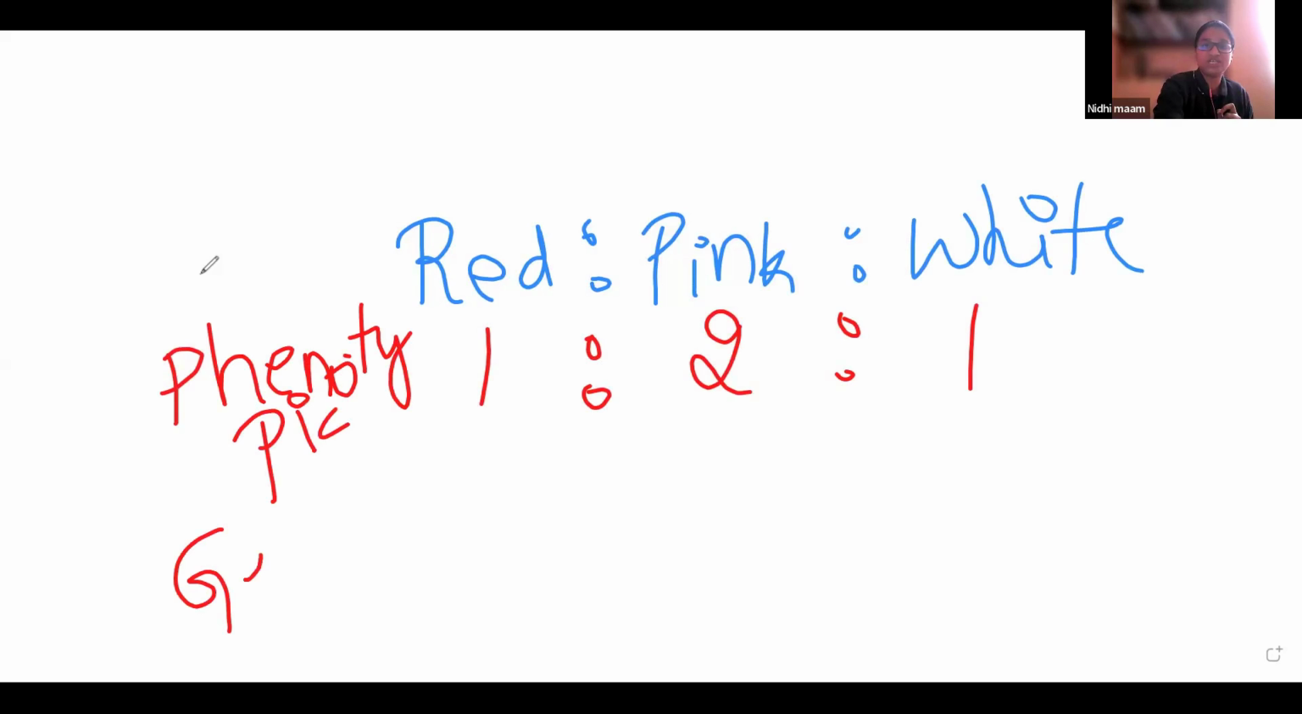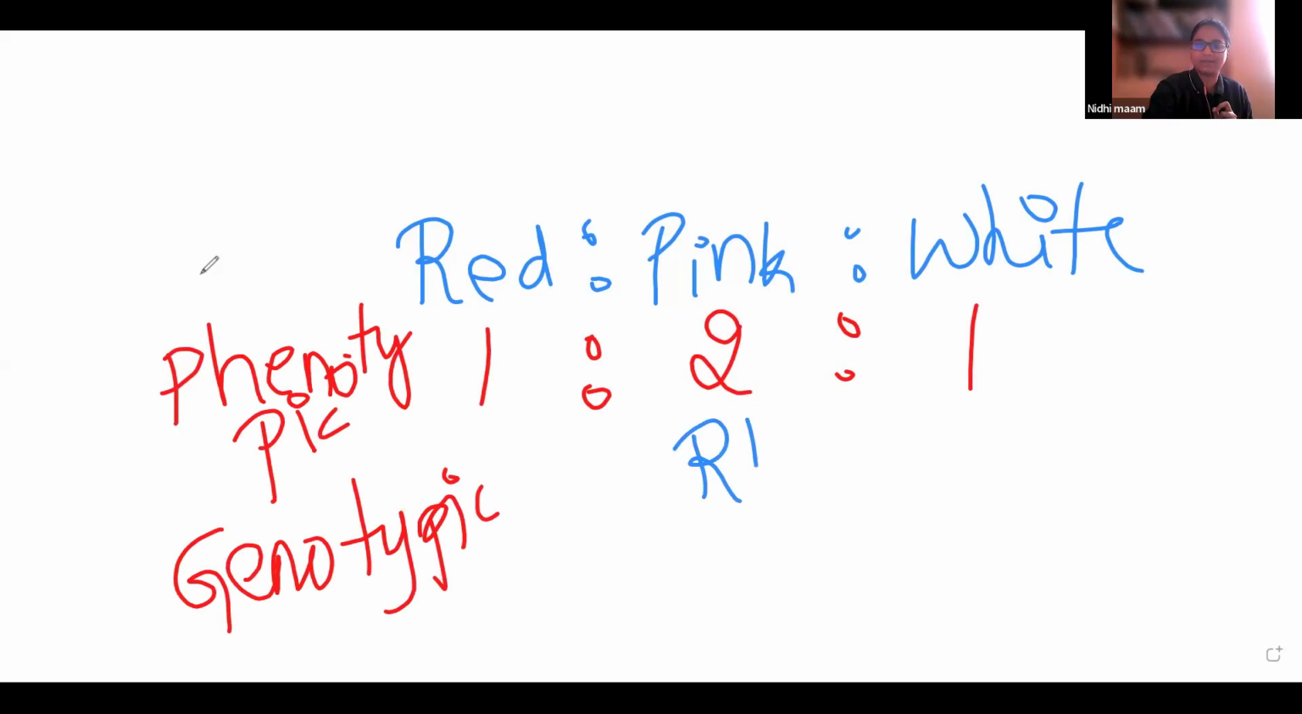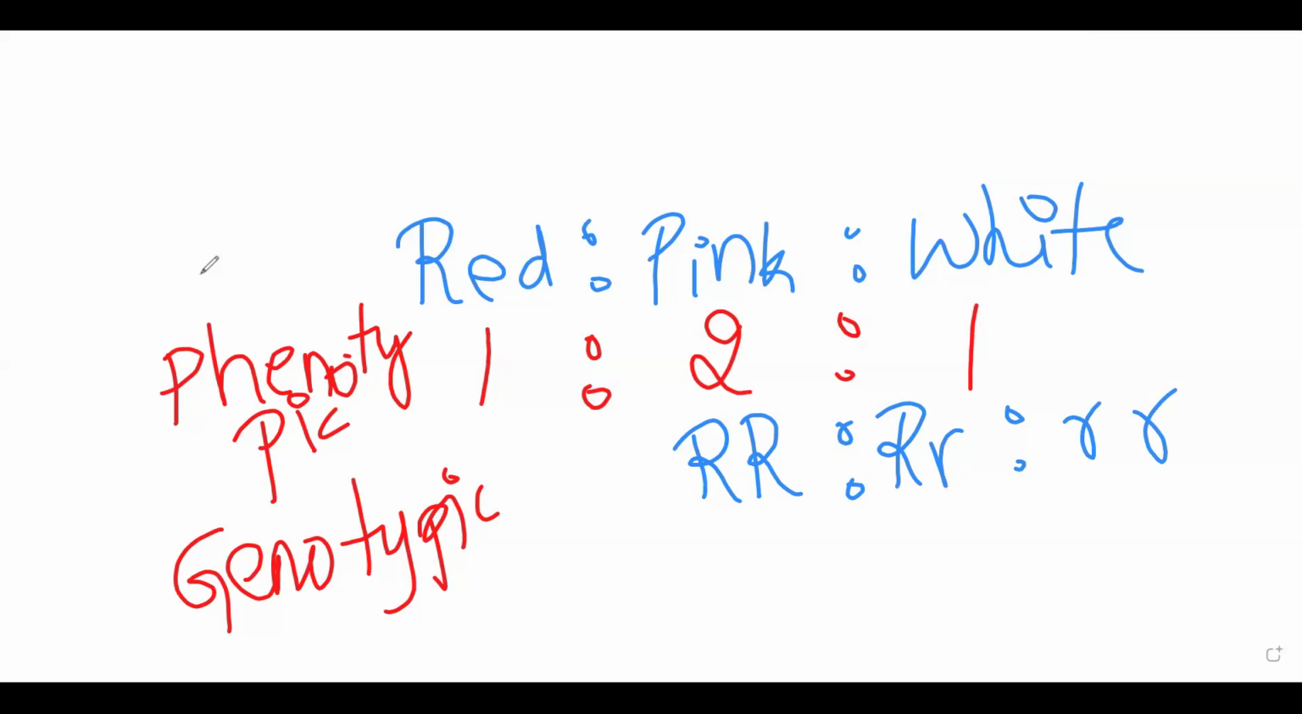When we come to the genotypic ratio, or genetic complement, here we will consider capital R capital R, capital R small r, and small r small r. So how many capital R did we get in the cross? Three, one. How, how is it three?